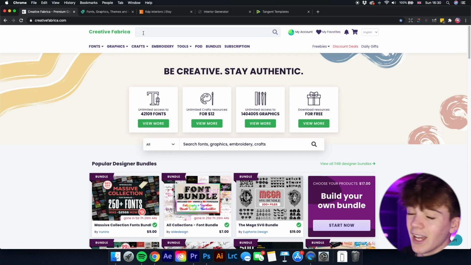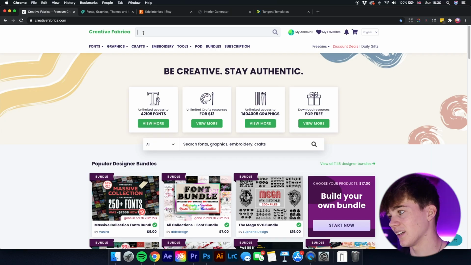Now, to start off with is a website that I always talk so highly about, and that is Creative Fabrica. One of the reasons I talk so highly about it is because of the range of different interiors that you can buy on this website. It's amazing because there are so many niches you can get into just with these interiors.